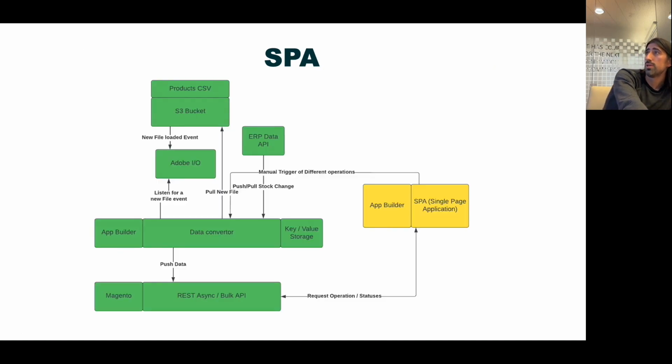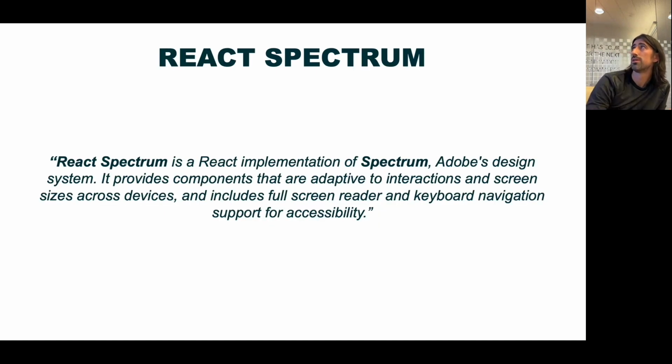Yeah, and then the last one of this whole process is, let's say, the single page application. That's our App Builder front end, where we deliver the results of the execution of our service. It can be built with React Spectrum. It can be just your own HTML, whatever. But if you want to have some fancy Adobe styles, you can use React Spectrum for that. It's a React implementation of the Adobe Spectrum design system and provides the components to make your website nice.